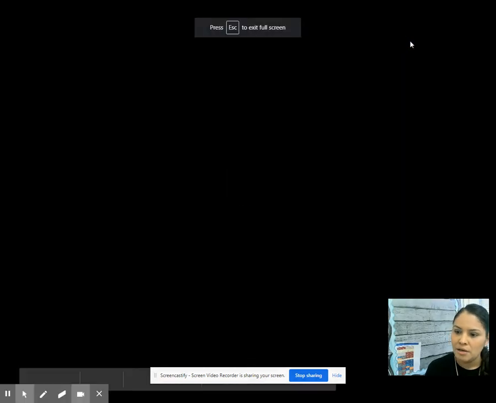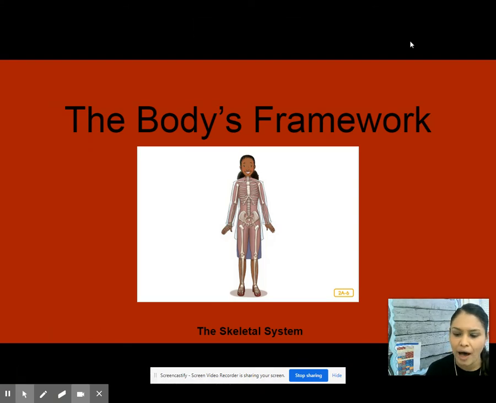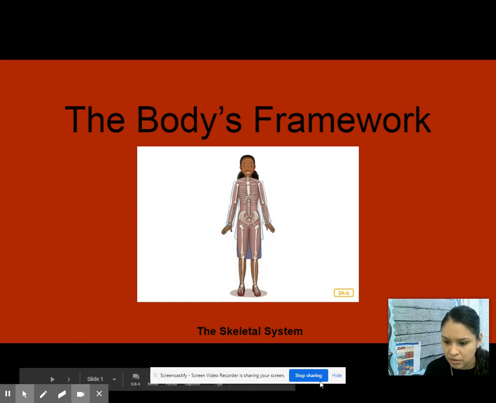So today we want to learn about the body's framework. We want to see how our body is composed, and what information we have about our body. So let's start. We want to look at the skeletal system. If you see, our skeleton is under our skin. That's all the bones that we have.